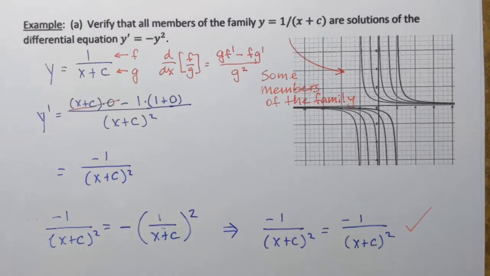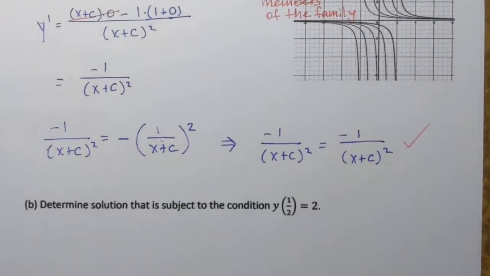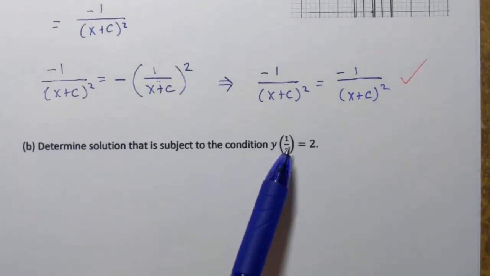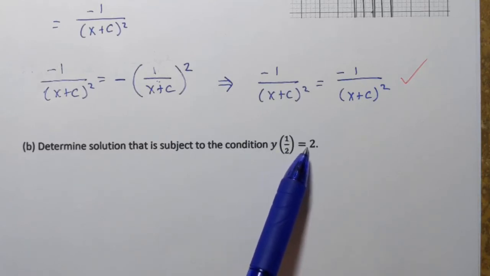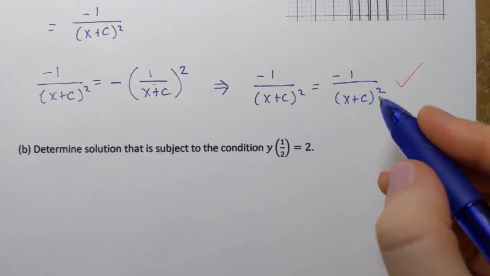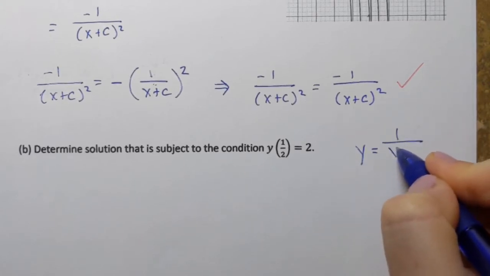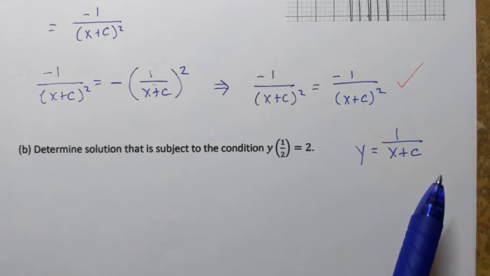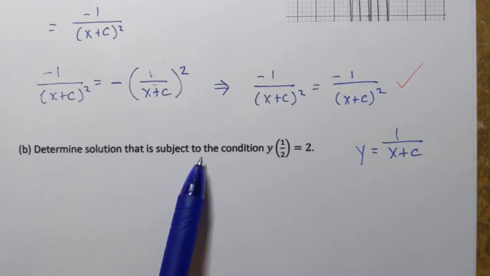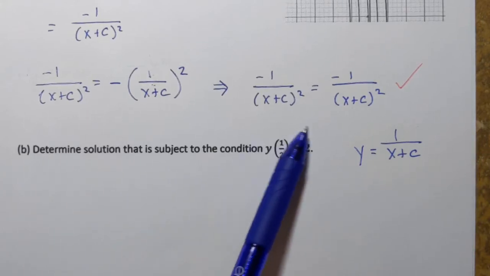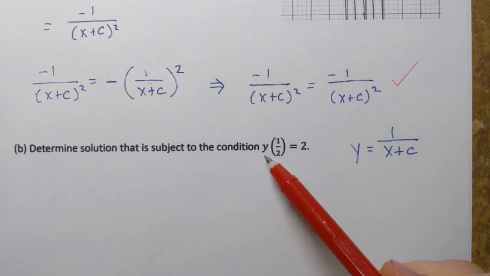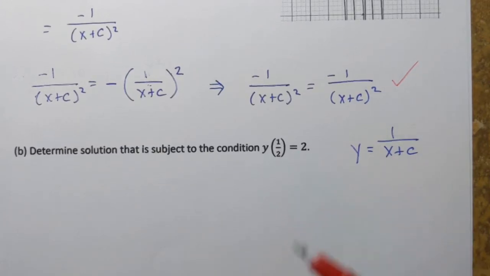But we have more to this example. So we also have part B, and this is what it says. It says, determine solution that is subject to the condition y of 1 over 2 equals 2. What does this mean? Okay, so first of all, we confirmed that the following family of functions represents solutions to that equation, right? But we're being asked to determine solution that's specifically subject to this condition. Now, what is this condition? Let's try to understand it. Well, this is function notation. And remember, for the function notation, the only thing is that we don't say f of 1/2, we say y of 1/2, which is the same thing.